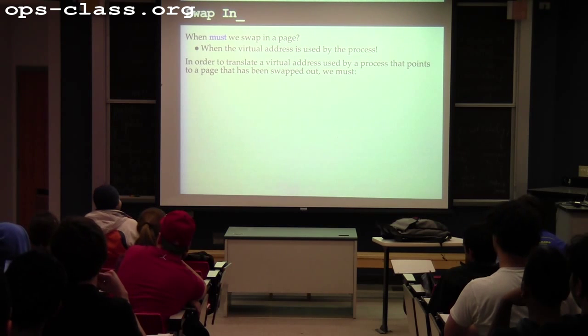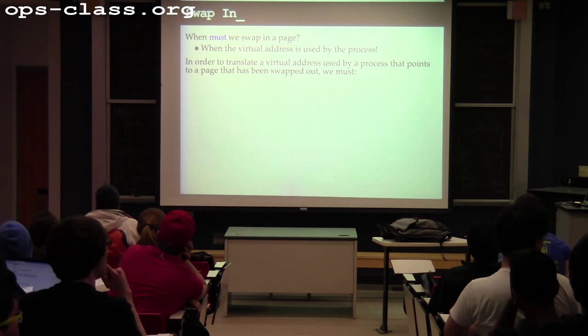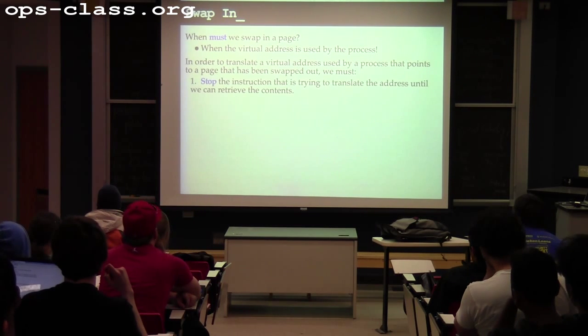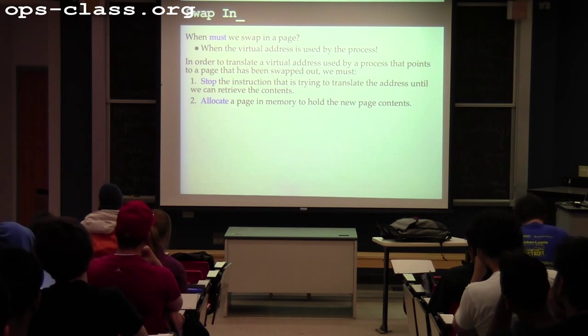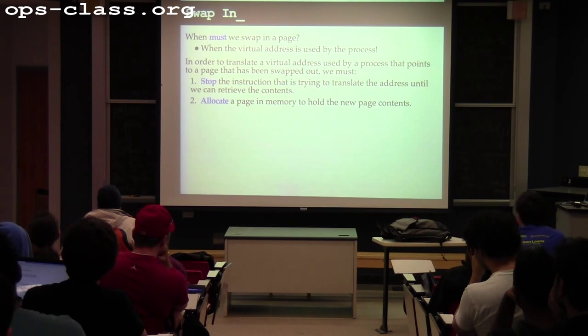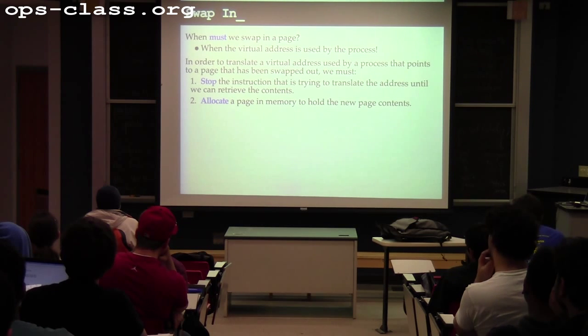So what do I need to do to swap in a page? Want the page to swap out? Yeah, I better find some memory, right? So I have to stop the instruction. We just talked about that. That generates an exception. I need to allocate a page in memory. What might I need to do here in order to find a page? Swap out, right? If memory is completely full, I might actually need to swap a page out, right? So this can get messy.